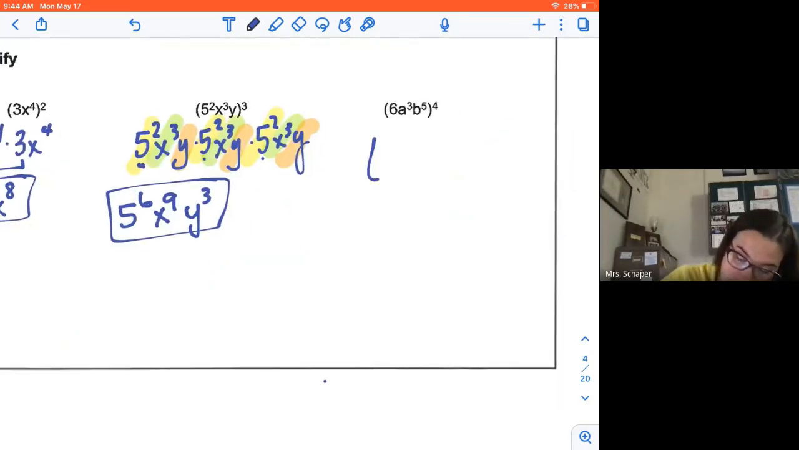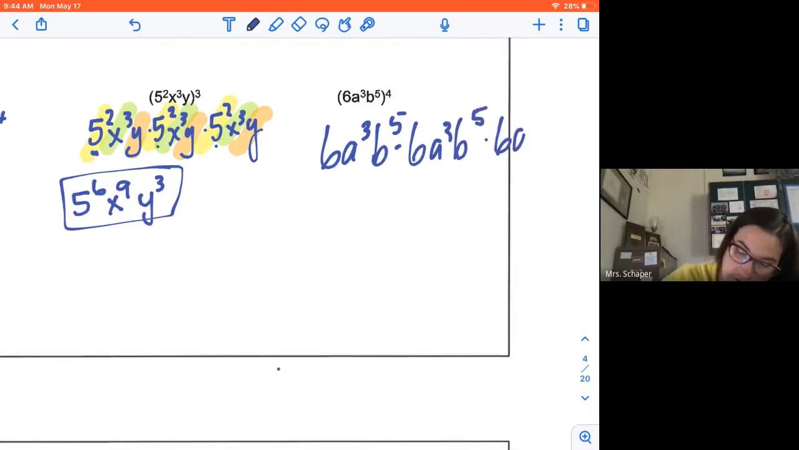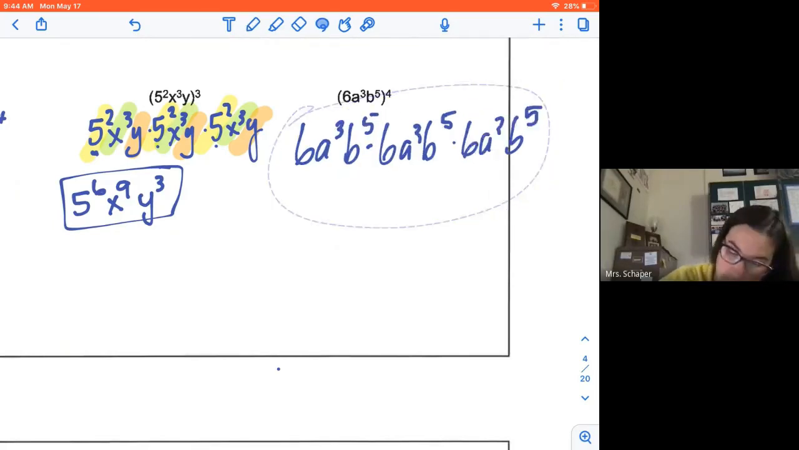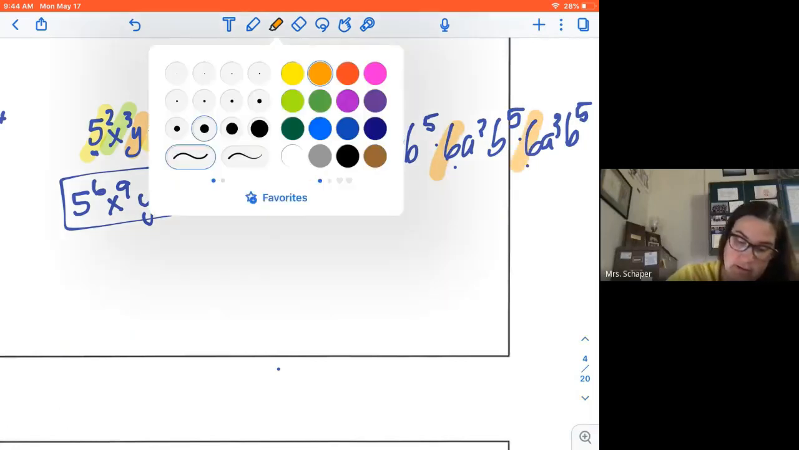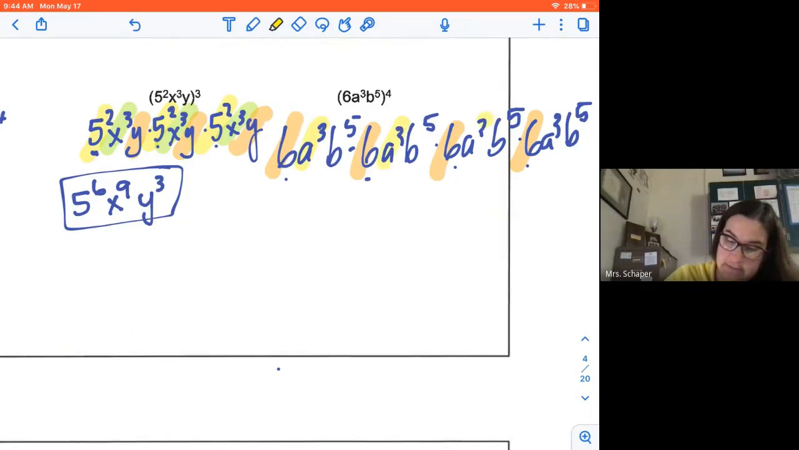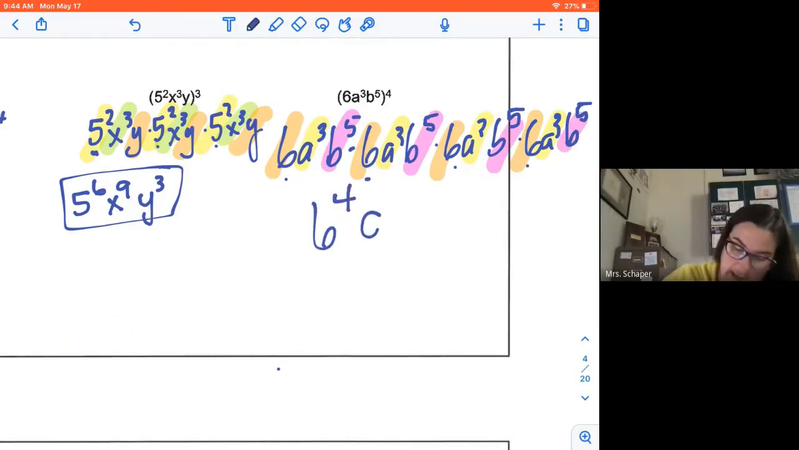Here we go. 6a to the third, b to the fifth, times 6a to the 3rd, b to the 5th, times 6a to the 3rd, b to the 5th. Let me move this a little bit this direction. We'll add one more. 6a to the 3rd, b to the 5th. So if I highlight my 6s, and then I'll highlight my A's, and then I'll highlight my B's. So I have 6 to the 4th, A to the 3, 6, 9, 12, B to the 5, 10, 15, and 20. There we go.